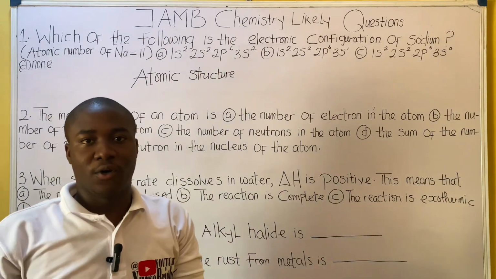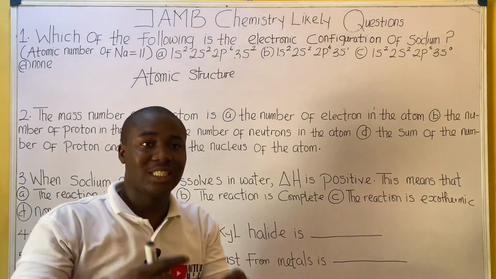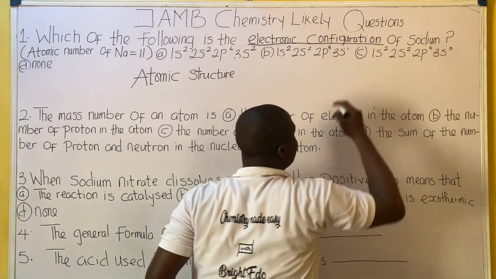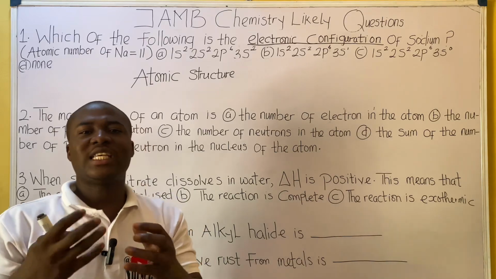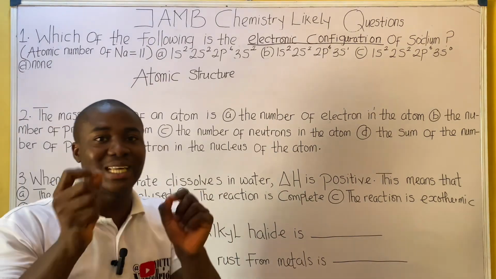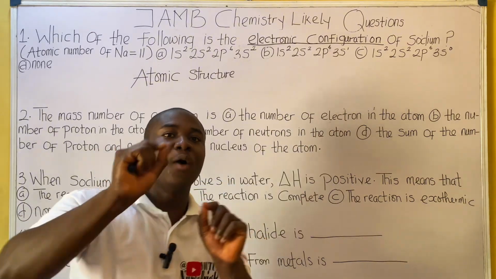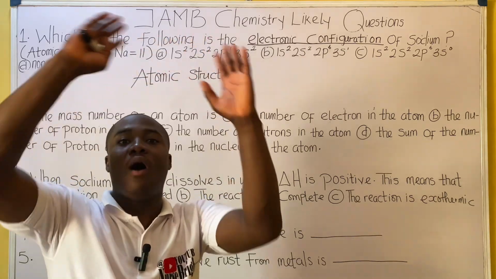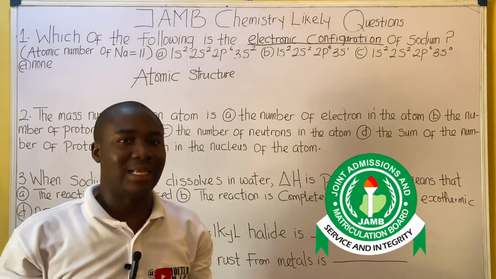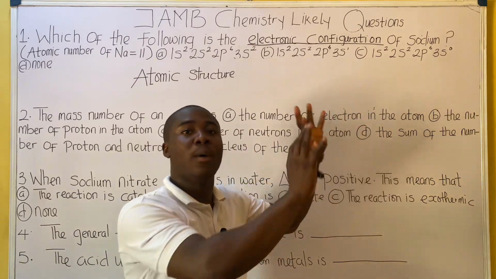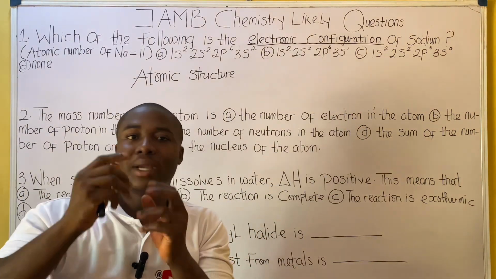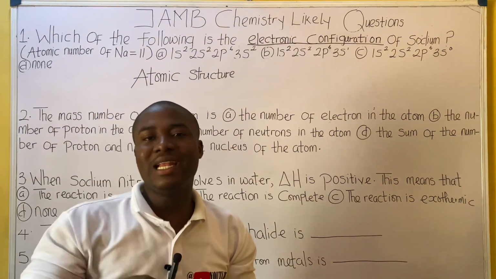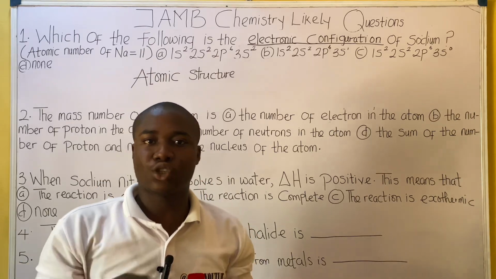Moving further, you can see the question is asking us to determine the electronic configuration of sodium. It is not for me to just teach you how to determine the electronic configuration for sodium, but it is important for me to teach you how to write the electronic configuration of all elements, because in your JAMB exam, they might change this element from sodium to another element. So it is important for you to know how to determine the electronic configuration for every element in the periodic table. And to do that is extremely easy.